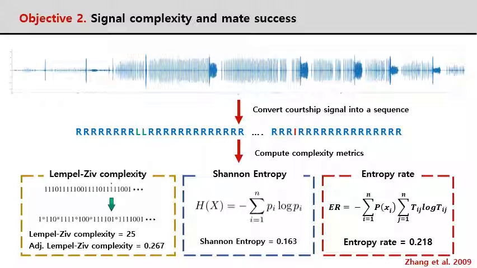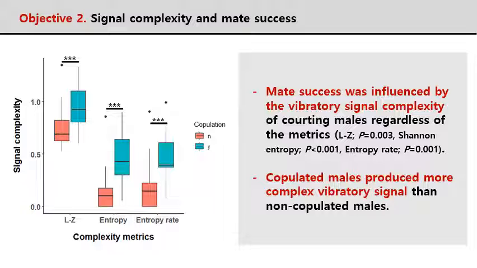Then, we conducted statistical tests to investigate whether the signal complexity has an impact on the mating success of the males. To verify the comparability of the metrics with the traditional approach, we also calculated the rate of the vibratory and visual signals of the males, which have been used as a proxy of the signal complexity in this spider. Through the binomial logistic model, we found that the vibratory signal complexity has a significant effect on the mating success of males, regardless of the metrics.